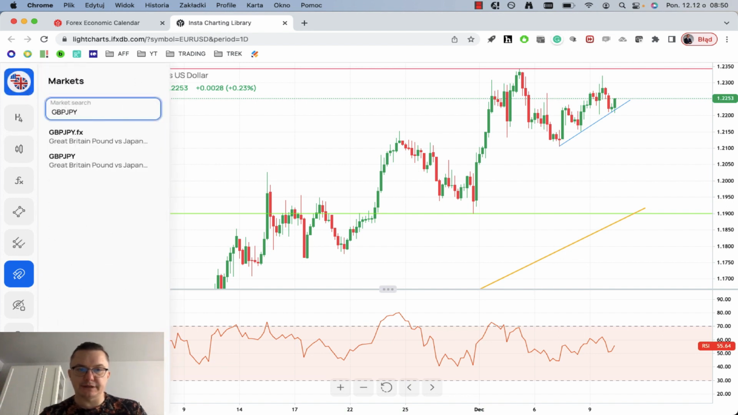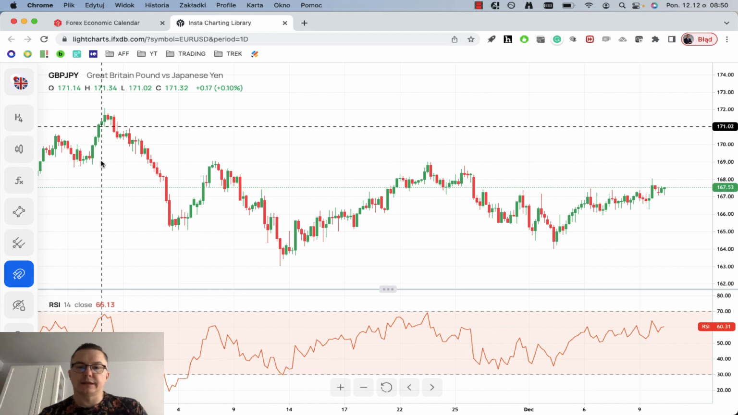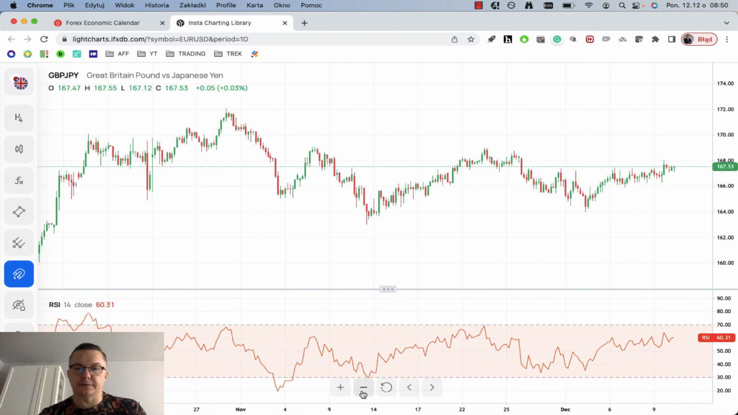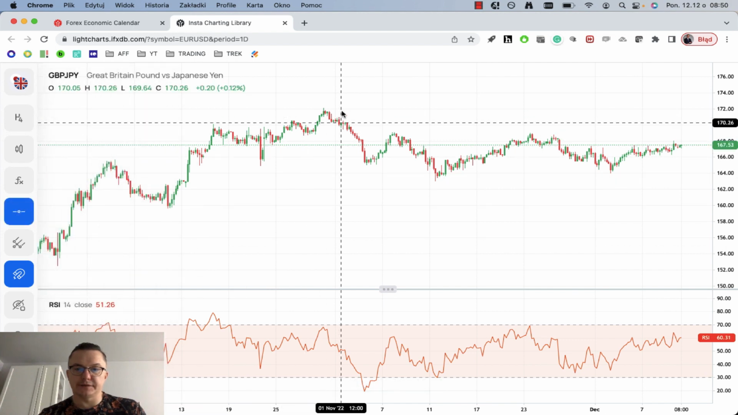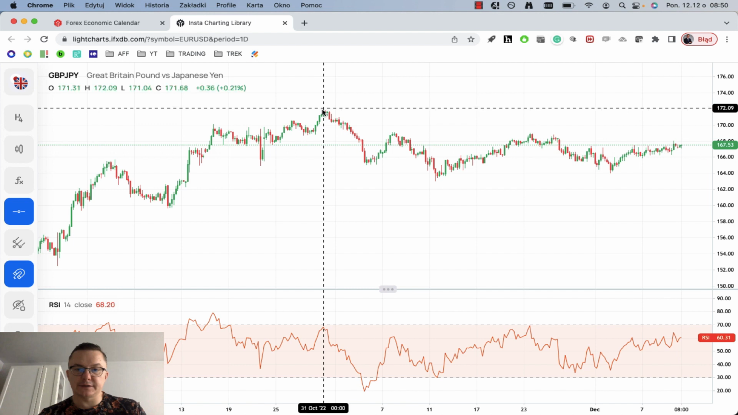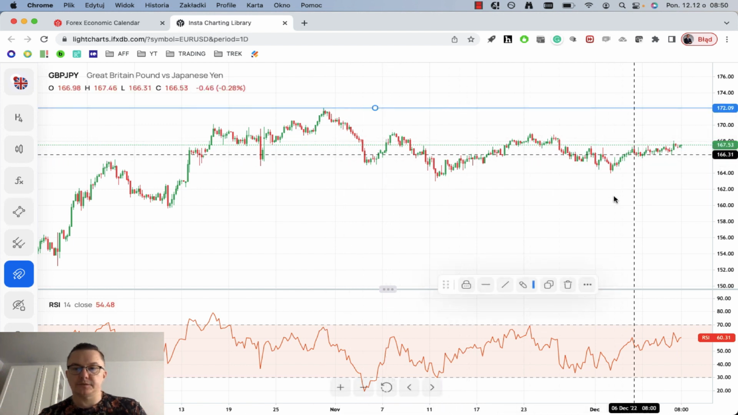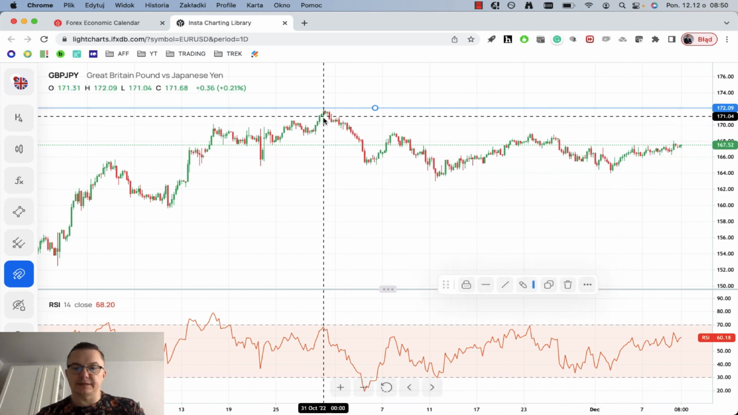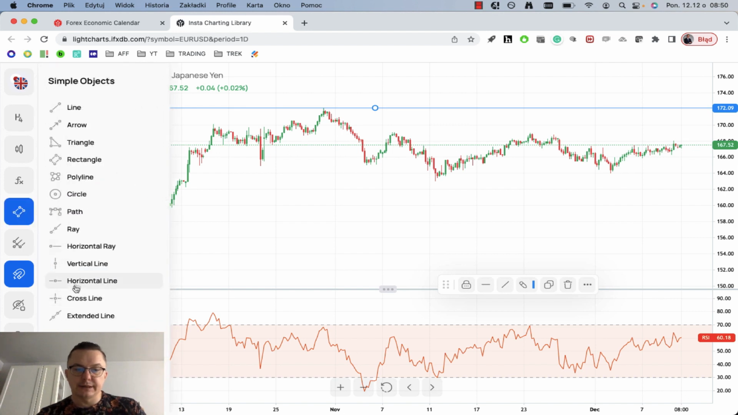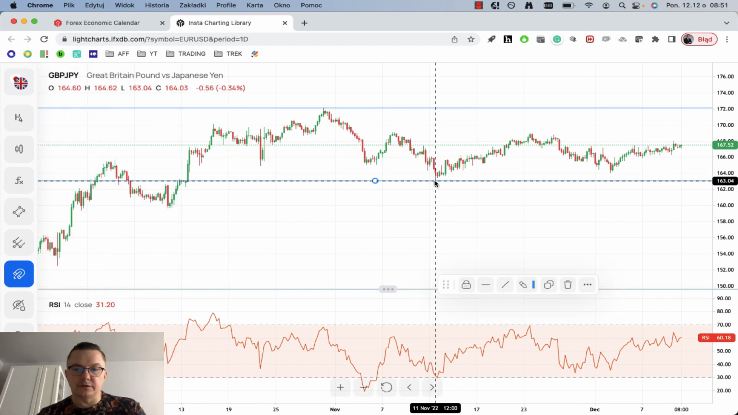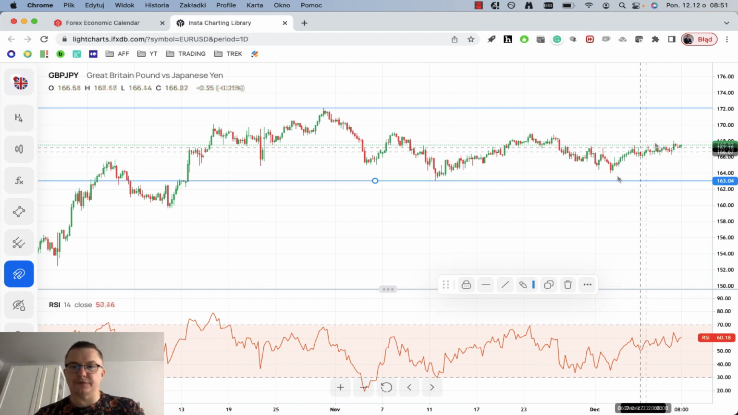British pound to the Japanese yen, as you can see, doesn't look at all the same as cable. It looks completely different. This consolidation lower here has been taking place since the end of October. We got the recent high 172.09. We got the local low 163.04, and since then, of course, the market is trying to move a little bit higher.